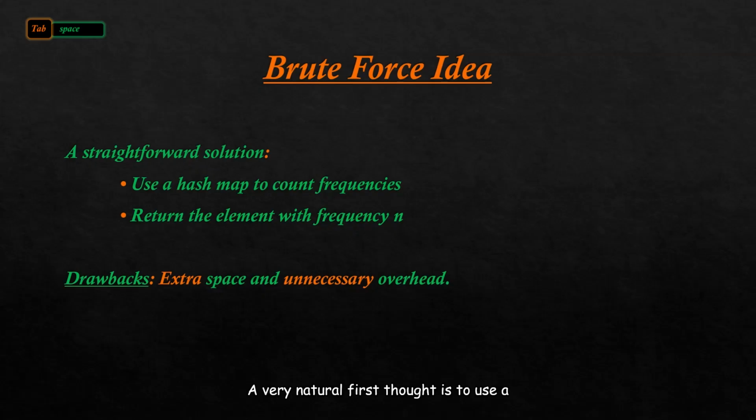A very natural first thought is to use a brute force approach. We could use a hash map, count the frequency of each element, and return the element whose frequency is equal to n. While this works correctly, it has drawbacks. It uses extra memory. It ignores the strong constraints of the problem. It is not the most elegant solution. Given that this is an easy problem, the expected solution is simpler and more efficient.